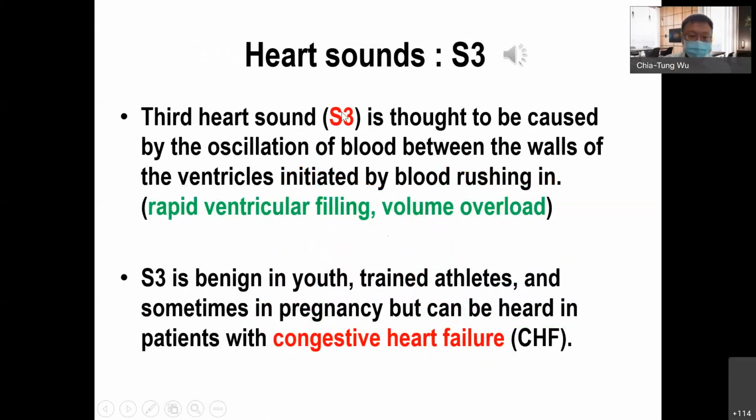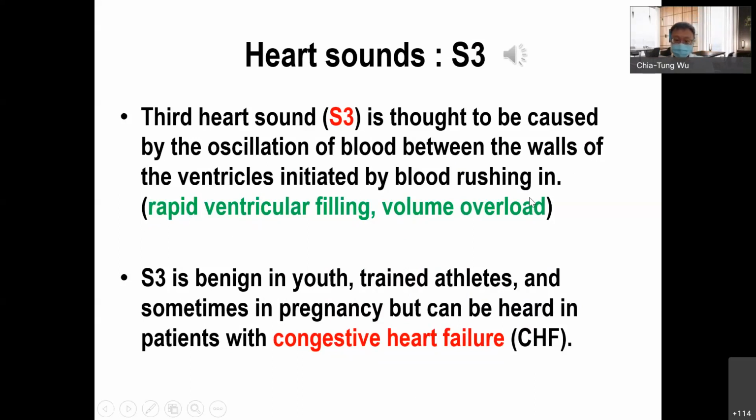And then what is the third heart sound? The third heart sound is thought to be caused by the oscillation of blood between the walls of the left ventricle, initiated by blood rushing in. It's a little difficult to understand. Just remember that it's caused by the rapid ventricular filling, when the blood rushes into the left ventricle from the atrium.